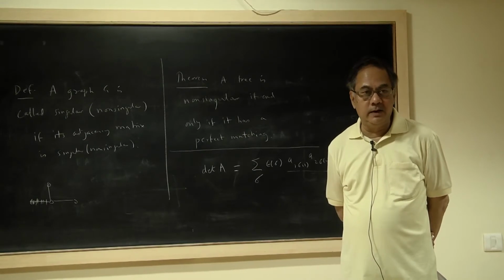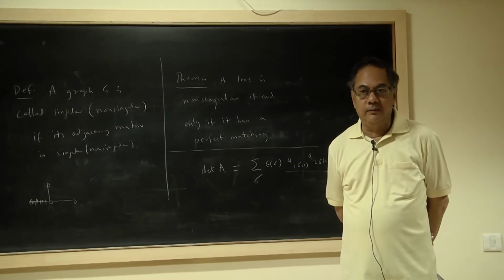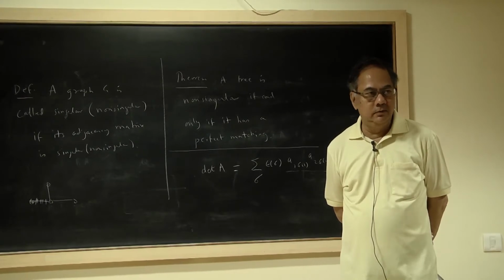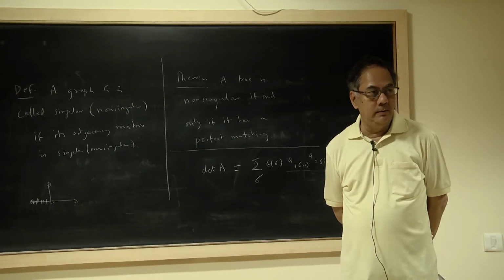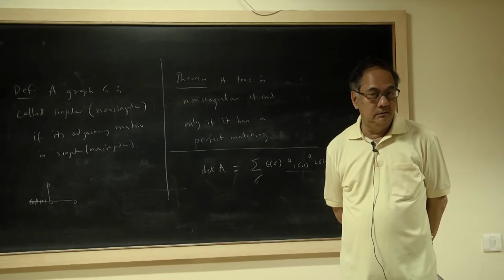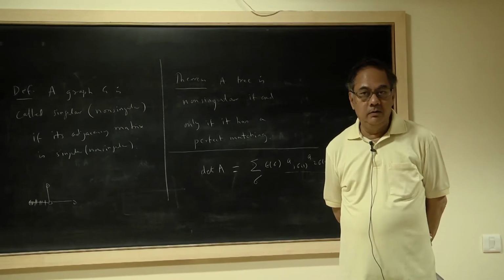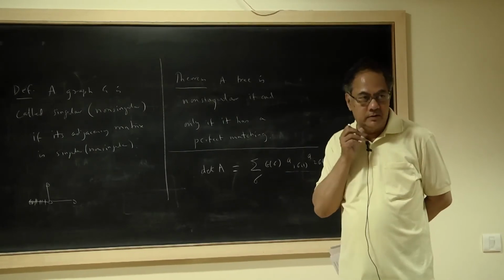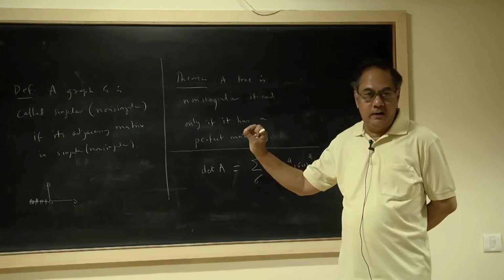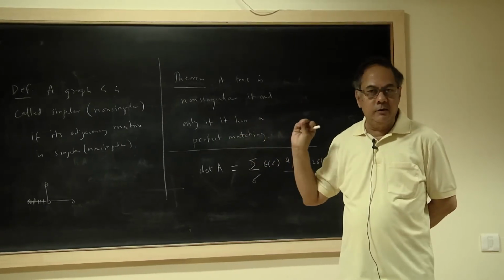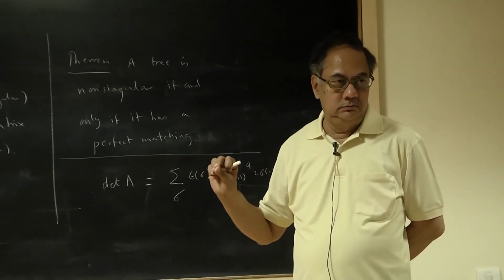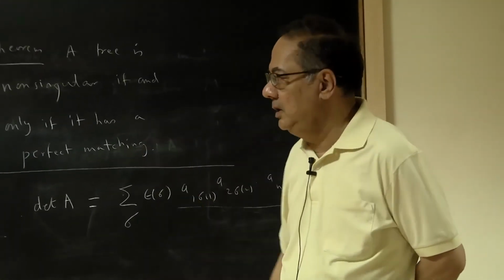You may not even get a tree, but whatever you get, you will get a forest, but one of them will have an odd number of vertices, because initially the number of vertices is even. So when you remove one, it will be odd. So at least one of the components will be odd. Odd tree is never non-singular. Is this clear? So when you delete a vertex from a tree which has an inverse, it has a perfect matching. But if you delete any vertex, you get a forest in which at least one of the components is singular. So it is zero. So the diagonal elements are zero.